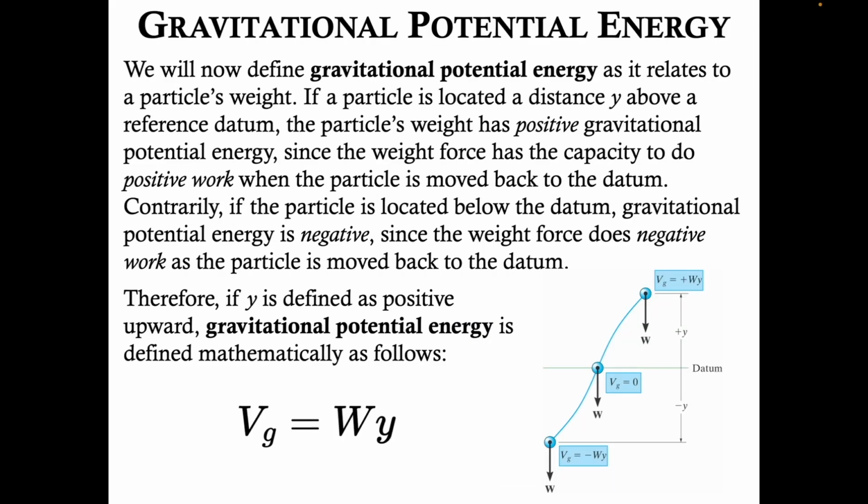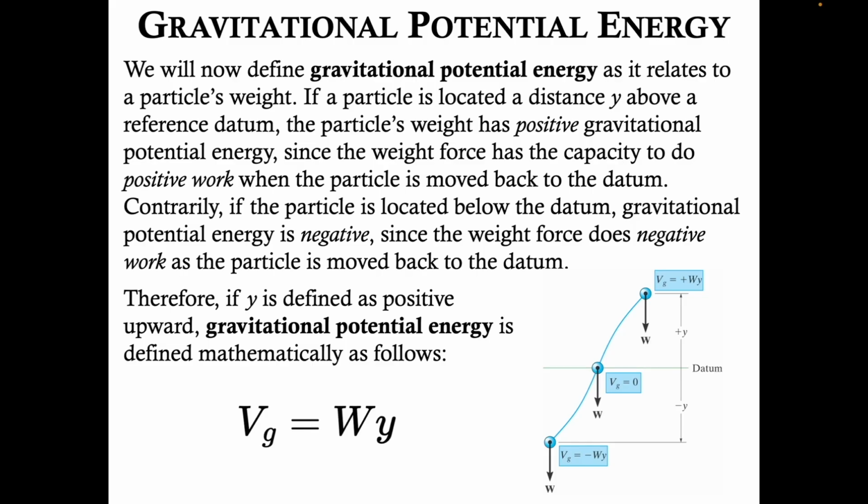We'll now define gravitational potential energy as it relates to a particle's weight. If a particle is located a distance y above a reference datum, such as this particle here above this reference datum, the particle's weight has positive gravitational potential energy, since the weight force which acts downward has the capacity to do positive work when the particle is moved back down to the datum.